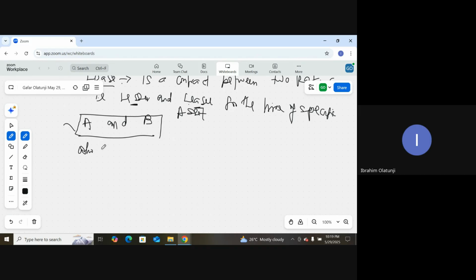Who is a lessor? Are you with me? So when we say lessor, this retains the ownership of the asset. Retains the ownership of the asset.